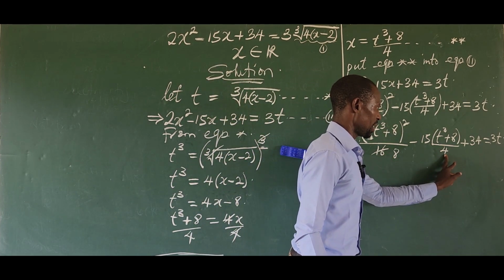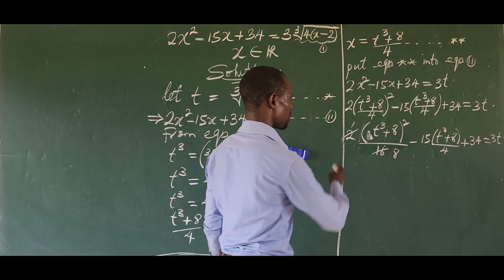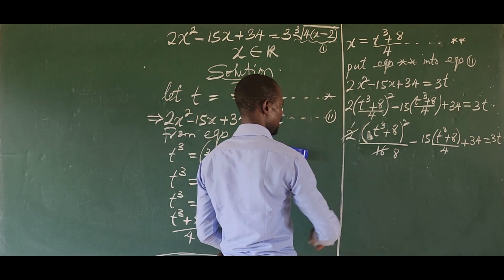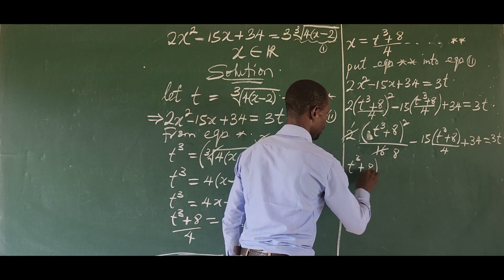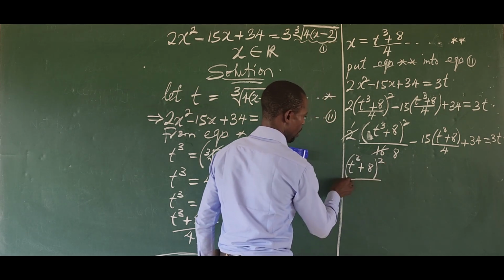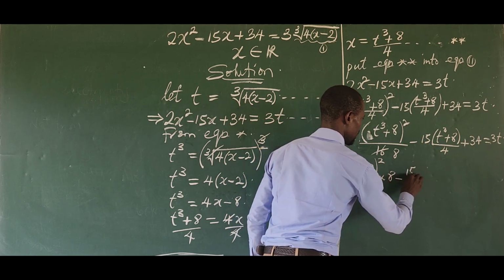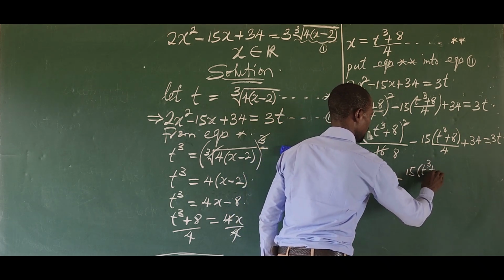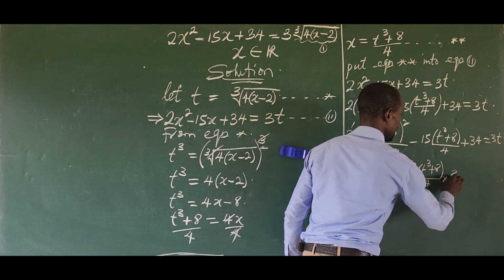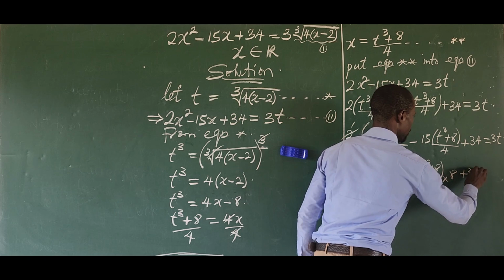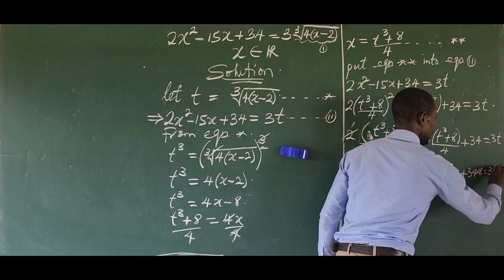So to eliminate this, we multiply by the LCM of this, and the LCM is 8. So let's multiply everything here by 8. So this is going to give us (t to the power of 3 plus 8) all raised to the power of 2, then all over 8, times 8, minus 15 times (t to the power of 3 plus 8) all over 4, times 8, plus 34 times 8, equal to 3t times 8.